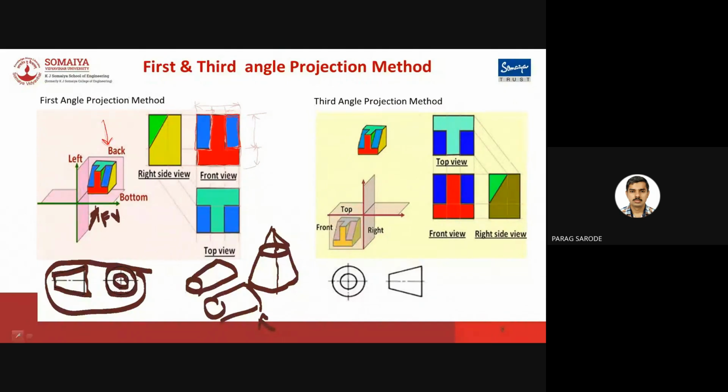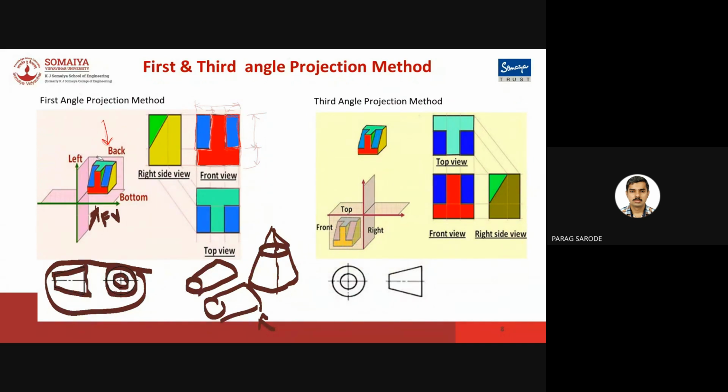For that, what we need to know is the position of this T, right? We need to know what is this width, the entire width, correct? How much is this much? How much is this much? How much is this width, and this width? If you are able to locate this, then we will be able to draw the top view. Correct?